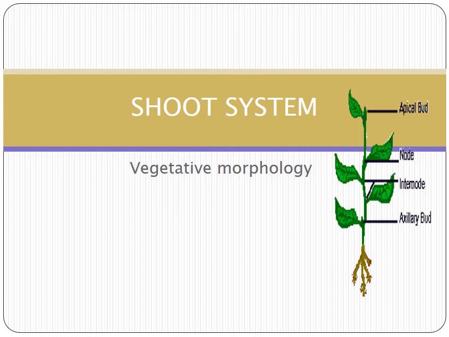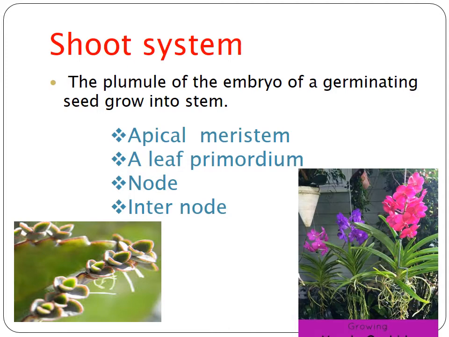Then in this class we learn about the shoot system. Particularly in the angiosperm family, there is an interesting shoot system. So we are going to see the shoot system in the angiosperm group of plants. Let's see about the shoot system.